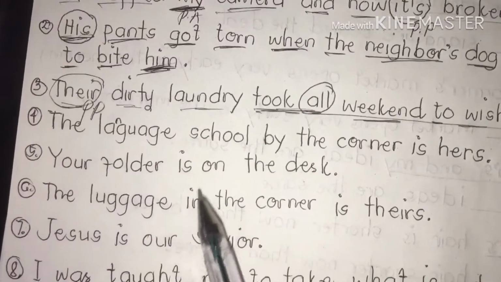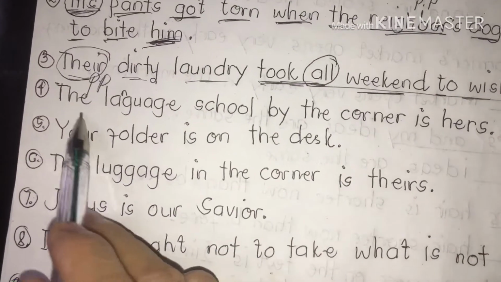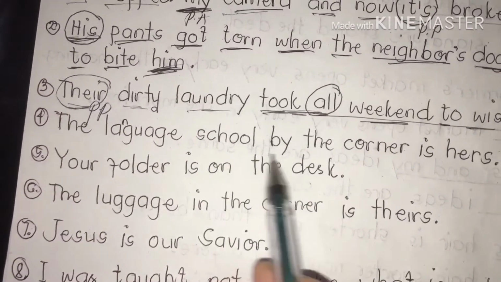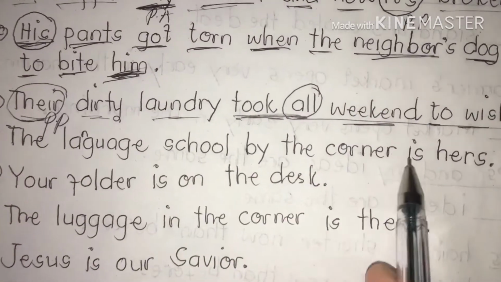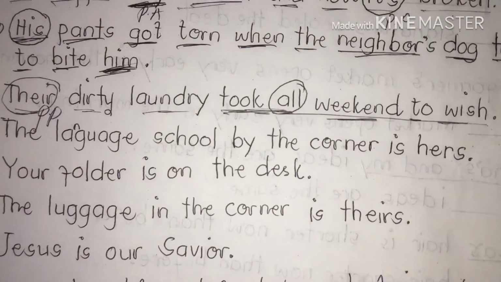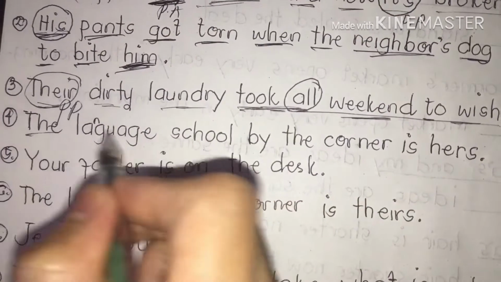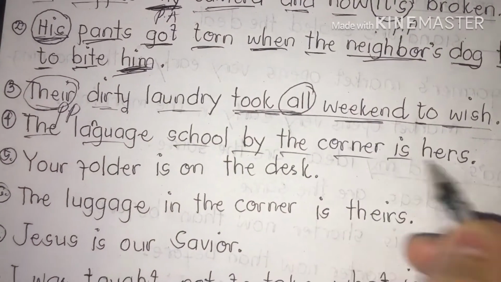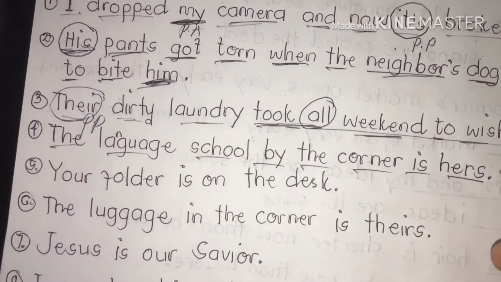Next, the laundromat by the corner is hers. So our possessive pronoun here is hers.